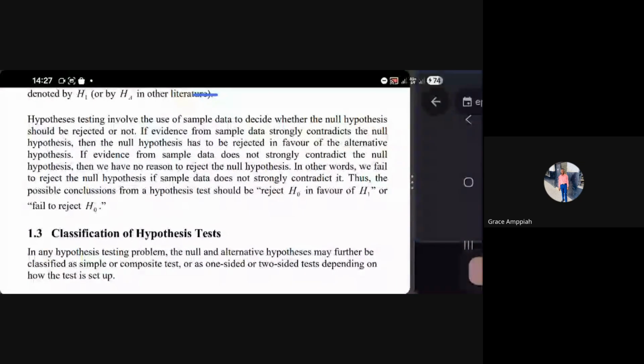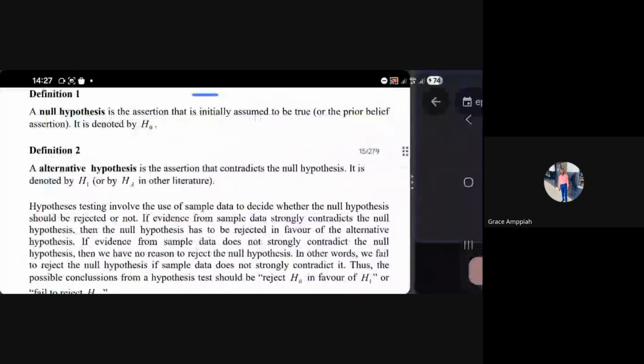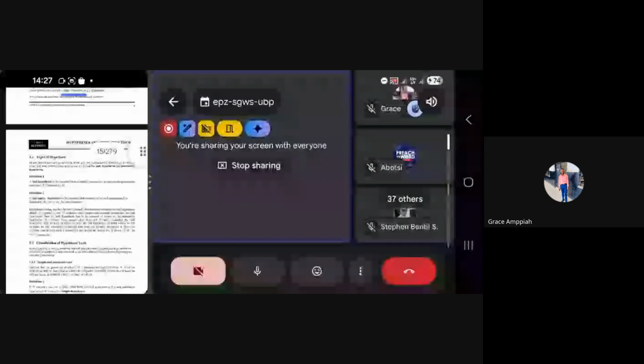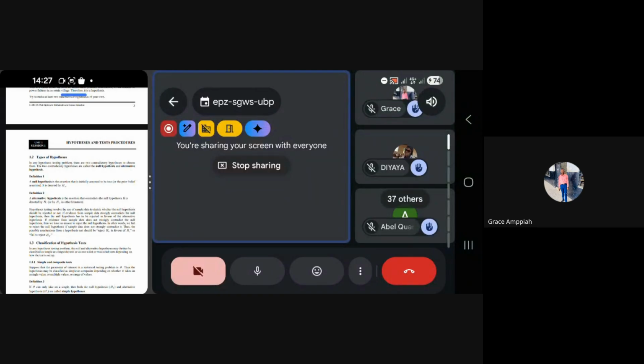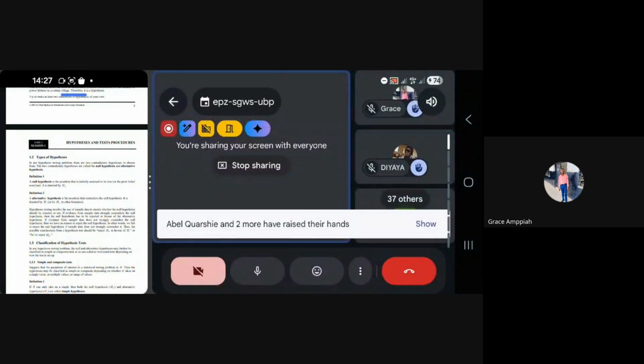So based on the evidence that you have, you decide whether you should reject the null or accept the null. Now, before I go to my board to do some writing, what example can you also give me to show that this is an alternate hypothesis? Let's pick examples from your side too, so that I get to know that you understand it. So let's get an example. Abel, Kwashi.